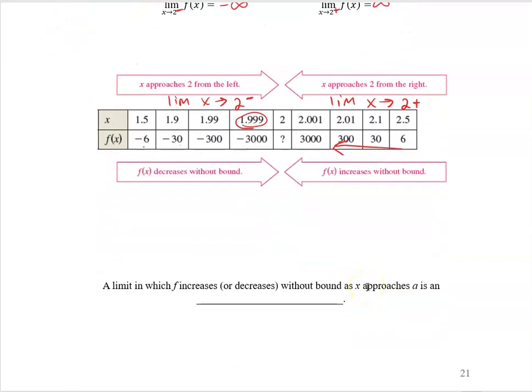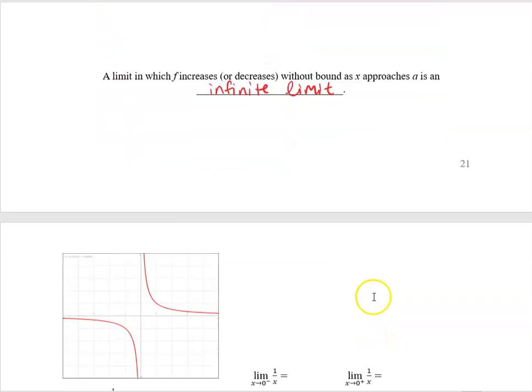So these are now going to be called infinite limits. A limit in which f increases or decreases without bound as x approaches a is an infinite limit. And that's the term we're going to go with. So if this comes up now, in the past we would have said DNE, but now if it's infinity or negative infinity, go ahead and tell me that in your answers.